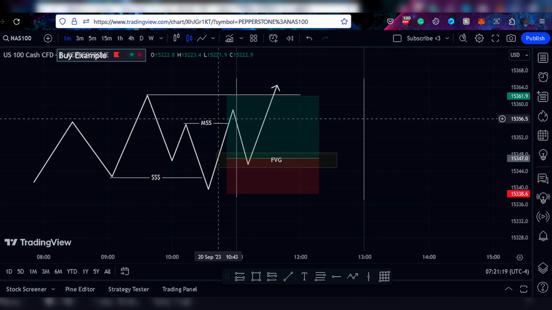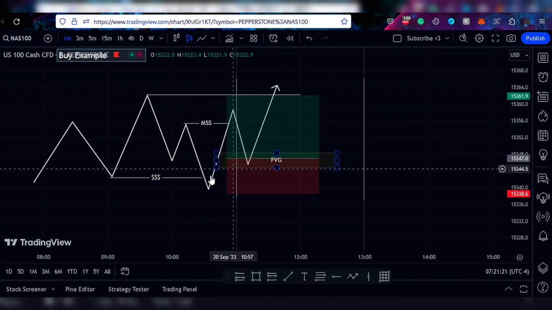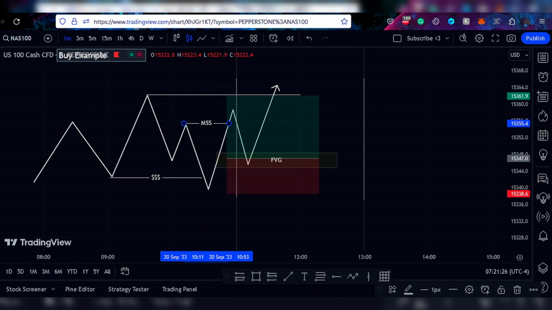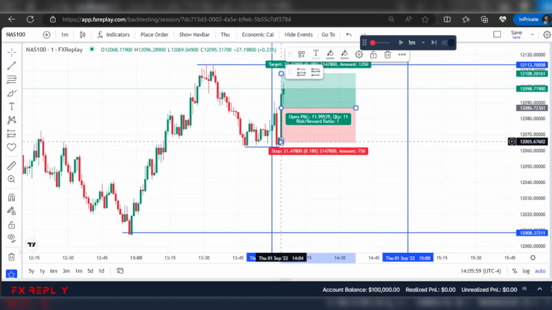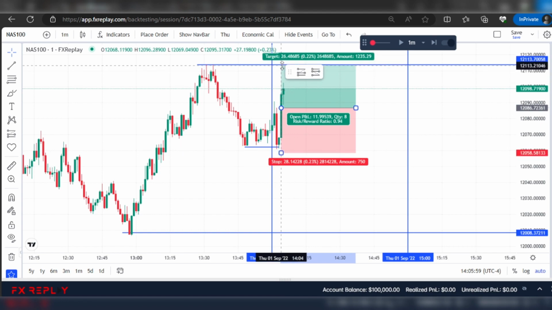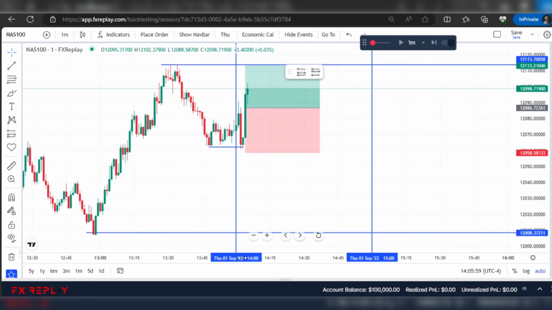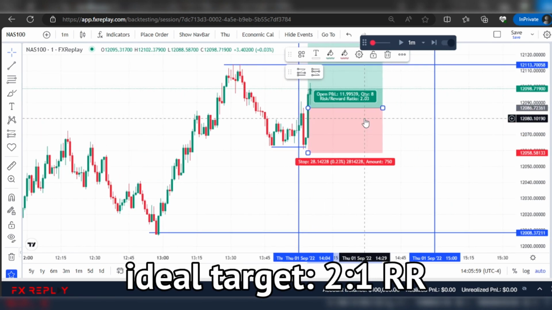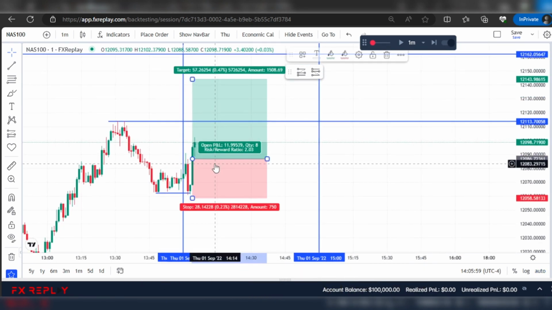Once a market structure shift occurs with displacement, leaving a fair value gap behind, it's time to enter the trade on that fair value gap. Set your stop loss below the previous high and low. Your take profit should aim for the lowest hanging fruit, the closest liquidity or swing point in the opposite direction. You can also target a 1 to 2 risk to reward ratio.